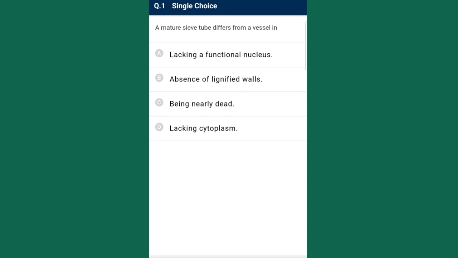From botany, section A followed by section B. From section B, let us discuss 15 questions.